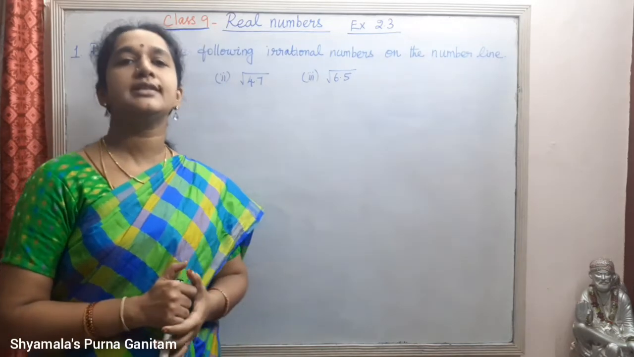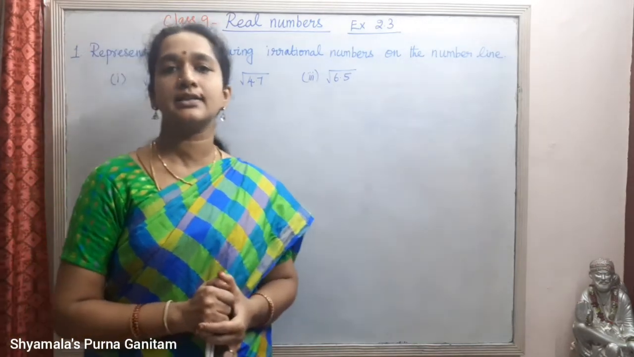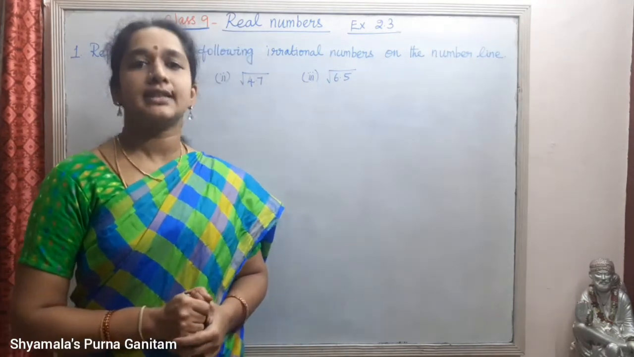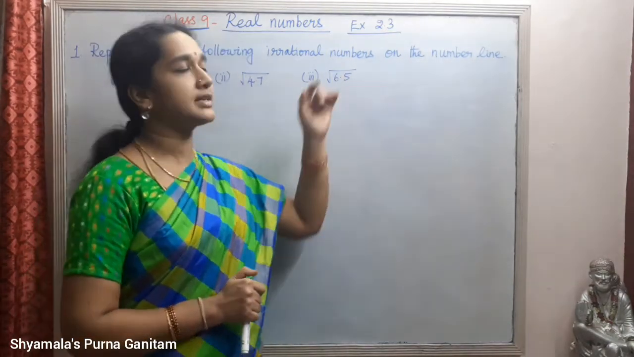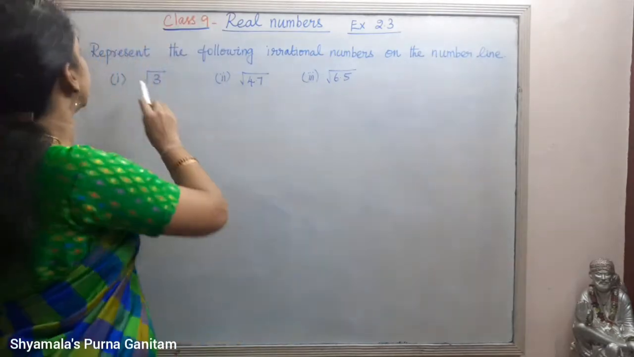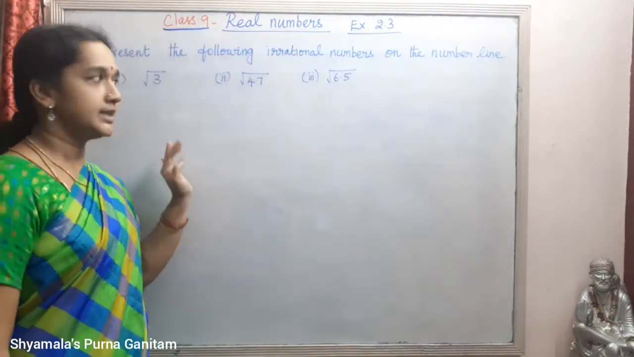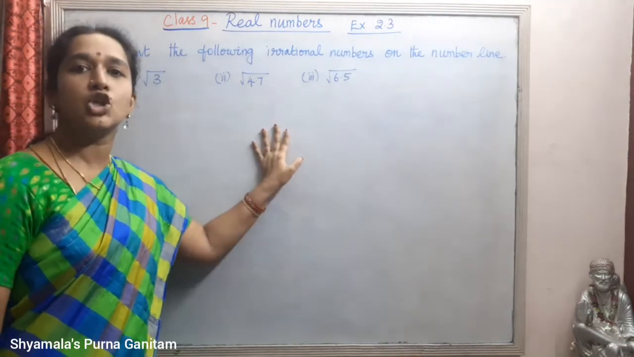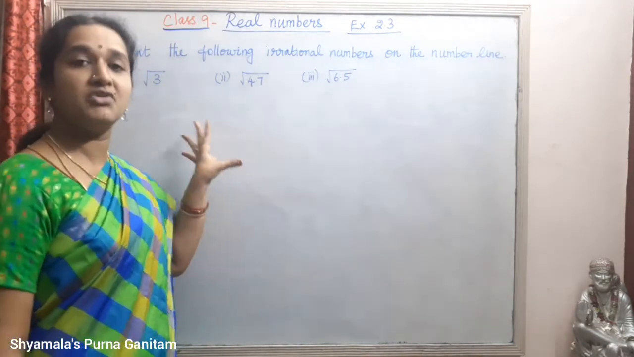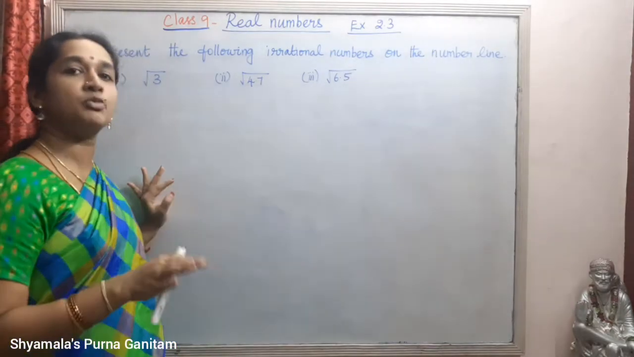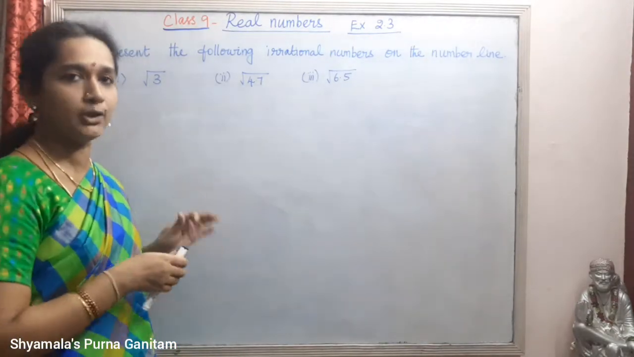Good morning students. In this class I will be doing the class 9 Samacheer Kalvi or matriculation syllabus, second chapter, real numbers, exercise 2.3. Represent the following irrational numbers on the number line. This is the geometrical construction we are going to do. I will do it roughly only; it has to be done properly with compass and ruler.